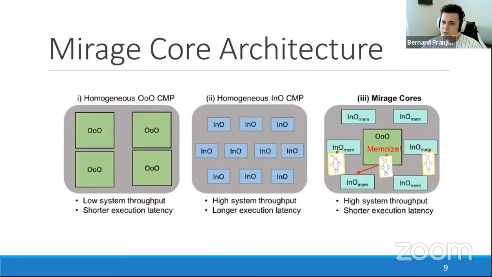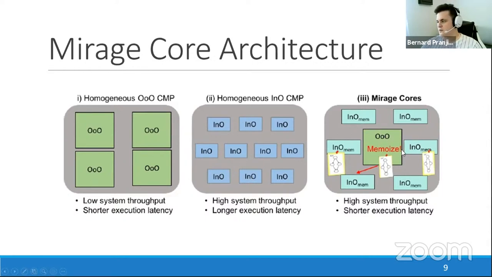Okay, now we'll look at the difference in area for different architectures. So we have a homogeneous out-of-order and in-order chip. Four out-of-order cores roughly have the same area as 10 in-order cores. And the problem with this is that with the four out-of-order cores, you have a lower system throughput simply because you have fewer cores. But you have a shorter execution latency because of the ability to reorder instructions, which is not possible with the in-order cores.